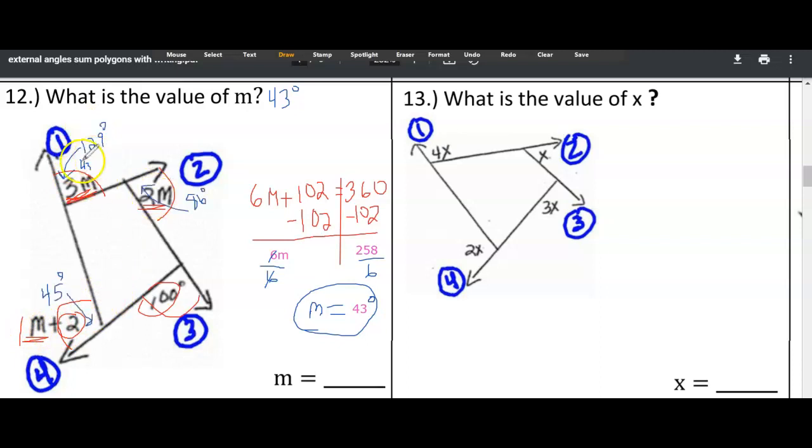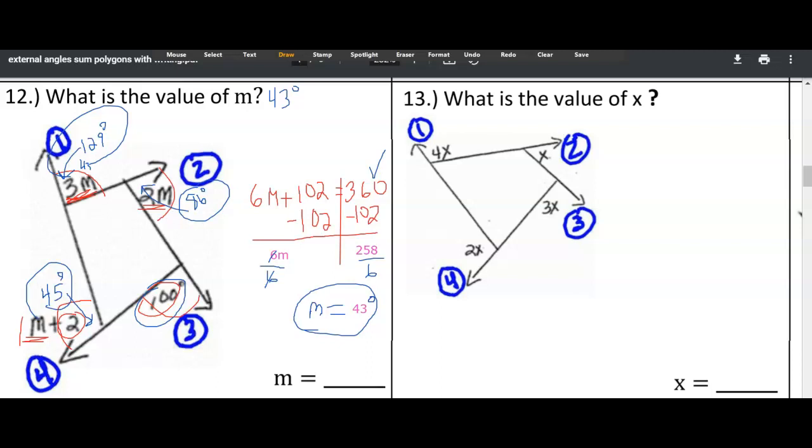Okay, so this angle measures 129. 2 times 43 is 86, so this one's 86. This one we already know was 100, and 43 plus 2 is 45. So if you add 45 degrees plus 129 degrees plus 86 degrees plus 100 degrees, you will get 360 degrees. You should get 360, and you did it correct. If you don't get 360, then we made a mistake. So go ahead and add them up and make sure. Okay, great. It is 360.